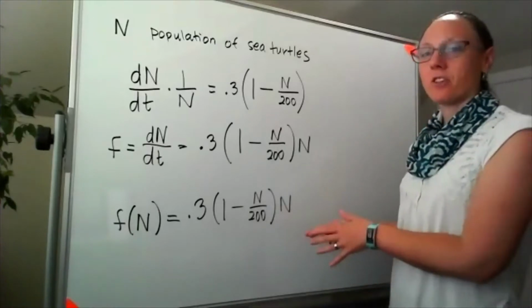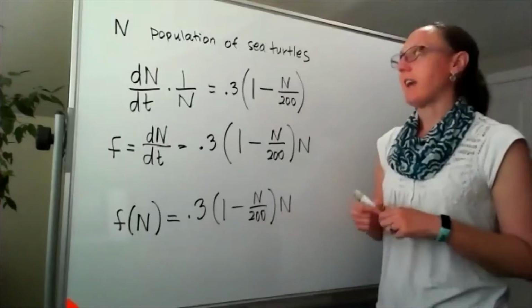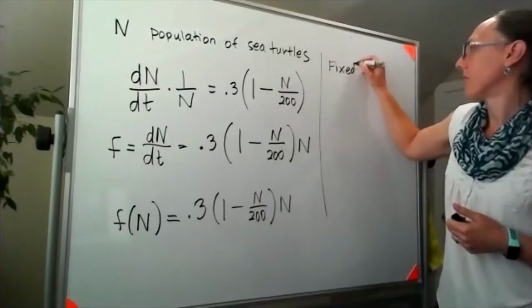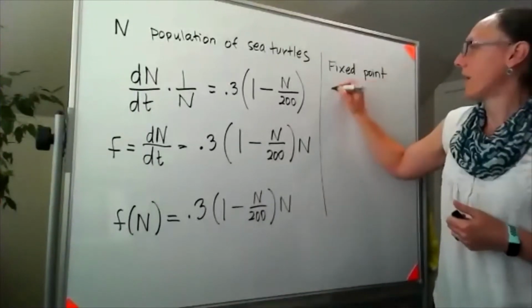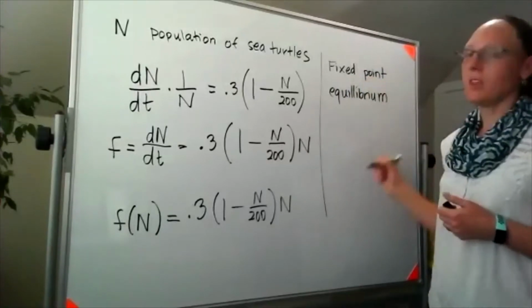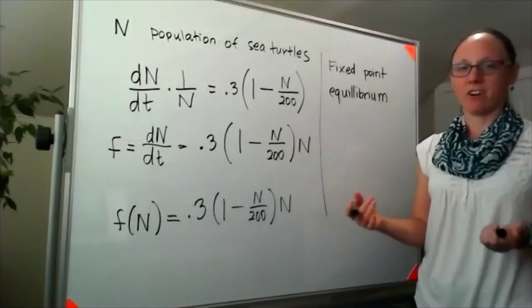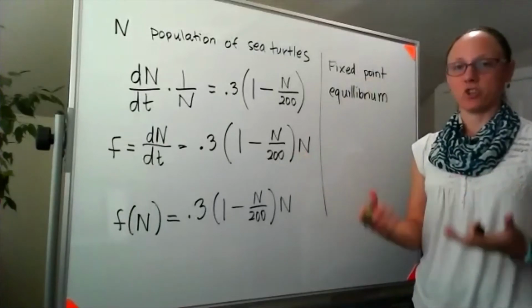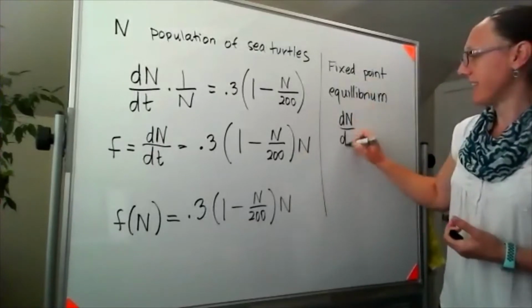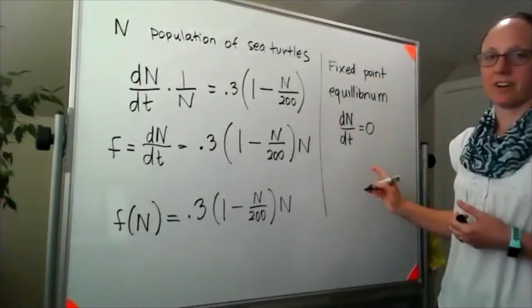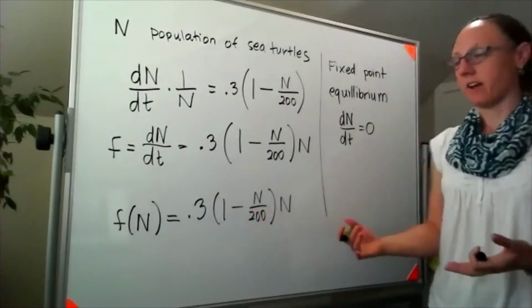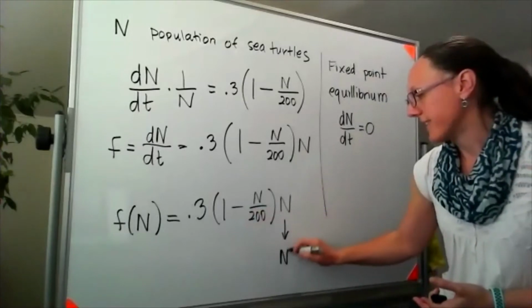Well, what that means in the context of our differential equation, if I'm at a fixed point, or in equilibrium, that means that my rate of growth is 0, that population isn't changing. So our dn dt would be equal to 0. So for this equation, we have a couple of those fixed points or equilibria. One would be if n is 0.